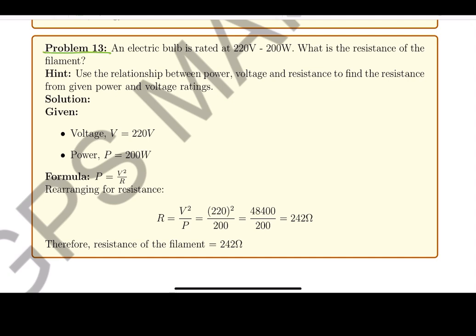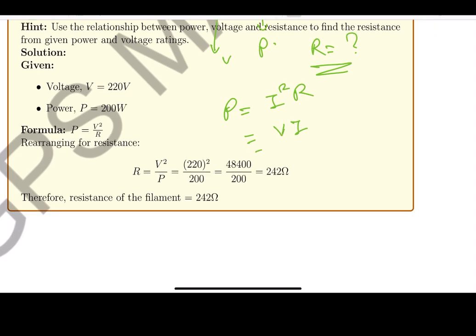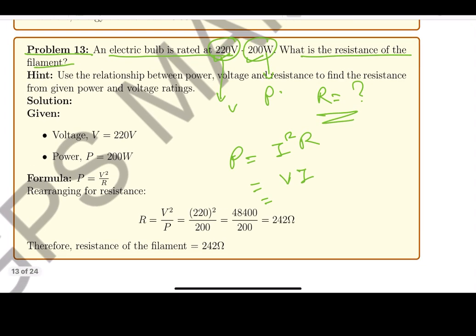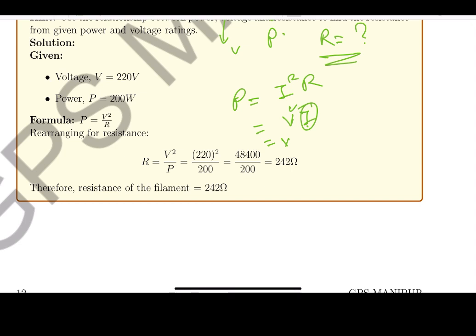Problem number 13. An electric bulb is rated 220 V, 200 watt. So this is voltage, this is power. What is the resistance of the filament? So what they're asking is resistance. Power is equal to I square R. One formula. Another is VI. V is given, I is not given. So what can I add on? I is V by R.